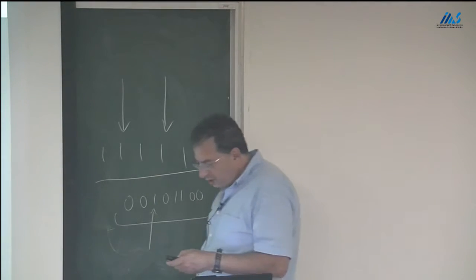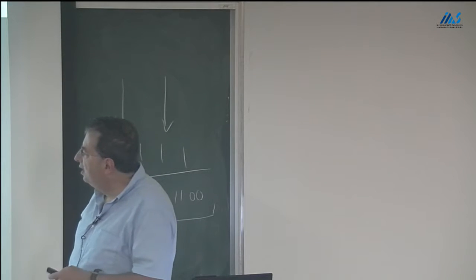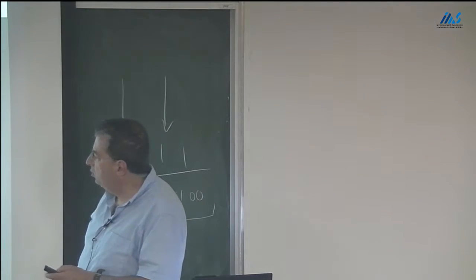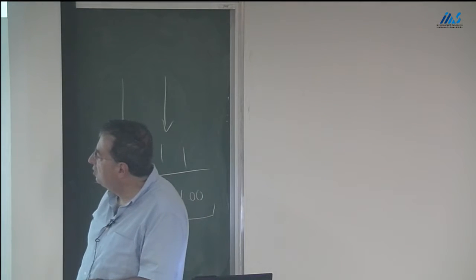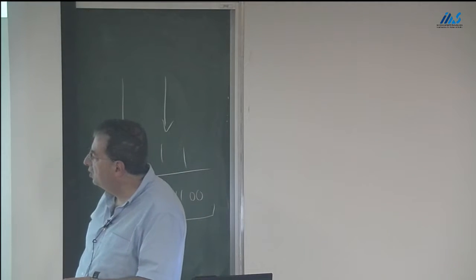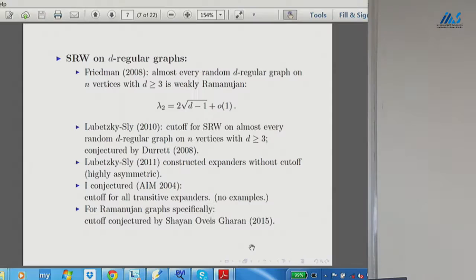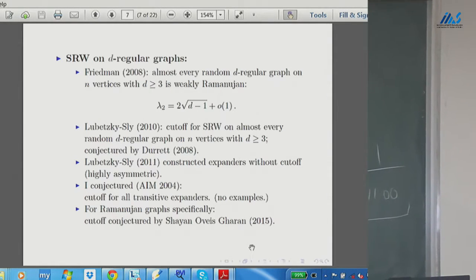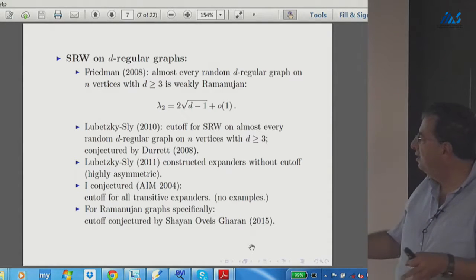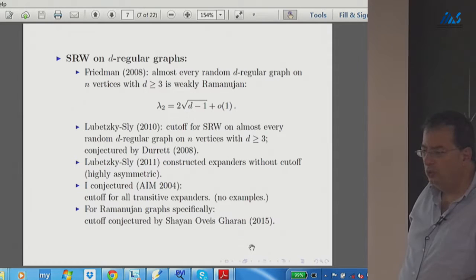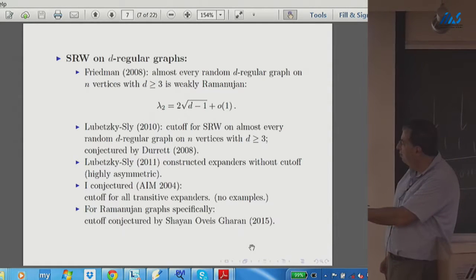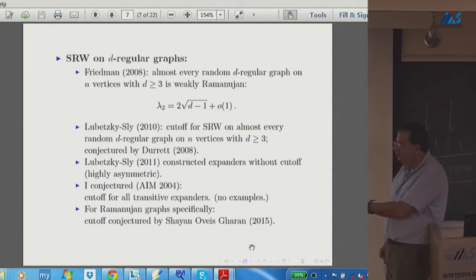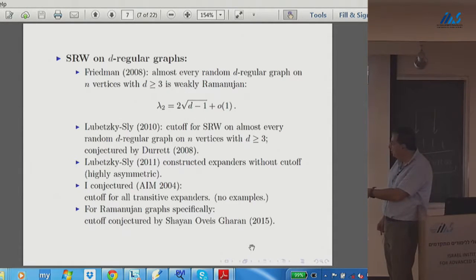Okay, so I'll come back to this point about cutoff, but let's go back to d-regular graphs. So Friedman in 2008 proved the conjecture of Noga Alon that almost every random d-regular graph, by almost every, this is not probability 1, but probability going to 1, is weakly Ramanujan, meaning that as we let n tend to infinity, lambda 2 will be close to 2 root d minus 1. Of course, in this estimate, the lower bound comes from Alon-Boppana, but the upper bound is what needed to be proved. This proof was about 100 pages.